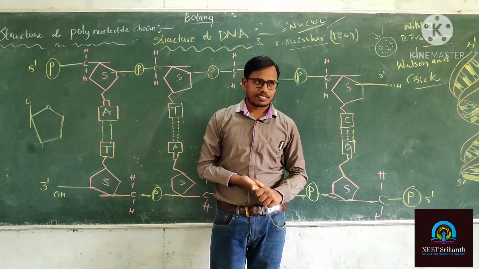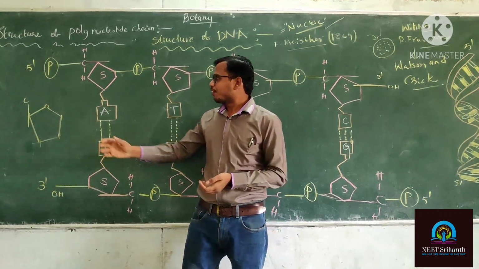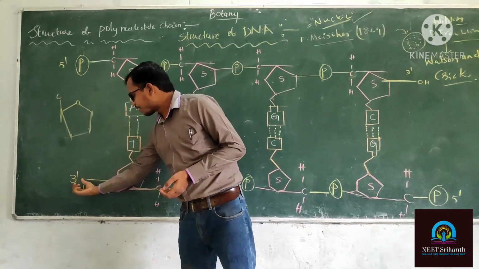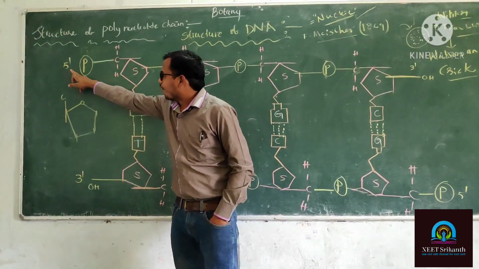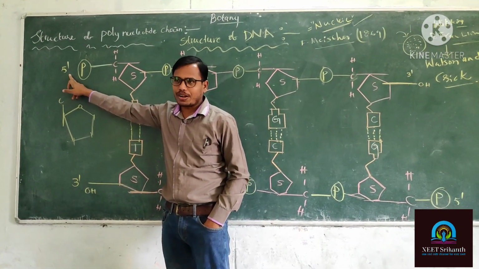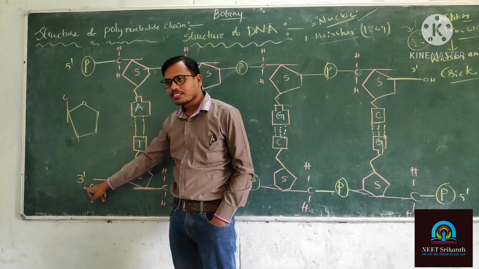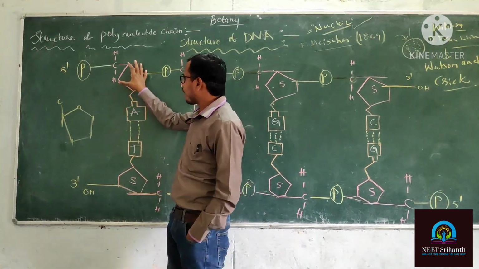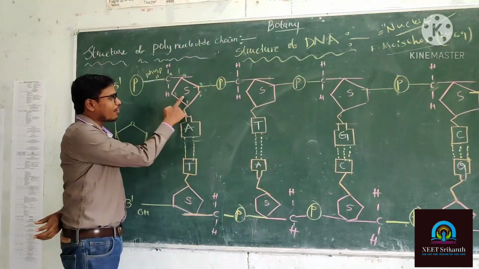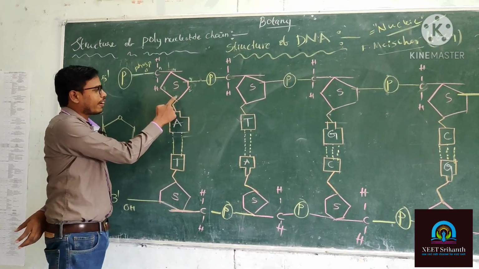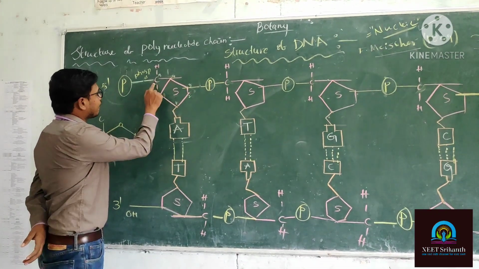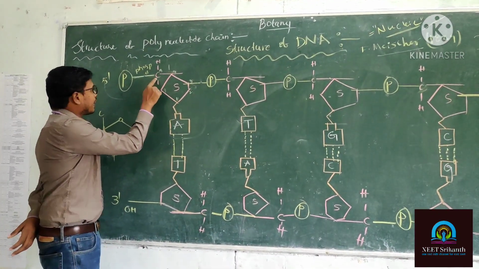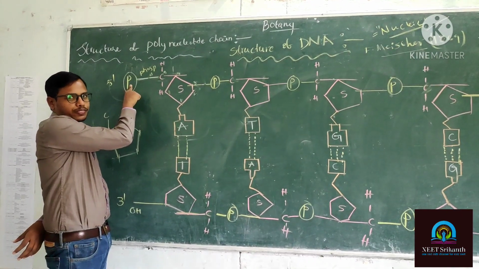manner. It is clear. Now I am asking a question: why is it called the 5 prime end and why is it called the 3 prime end? Listen. This is the 5 prime end and this is the 3 prime end. You can observe the pentose sugar, which has 5 carbons: 1, 2, 3, 4, 5. At the position of the 5th carbon, it bonds with the phosphate group.